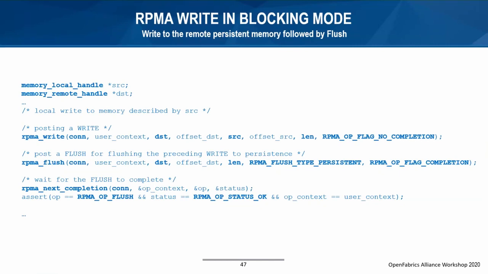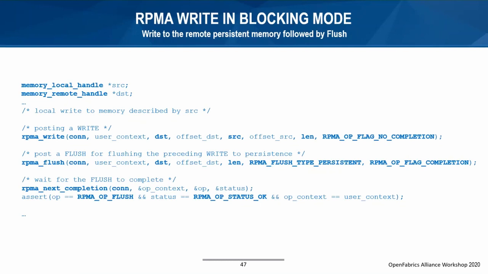When we use this flag, we expect that the library will inform the application that the flush operation has finished. In this case we use this flush for the persistent. So we have to call RPM next completion and wait, because it is a blocking operation, and we are expecting that we get a completion for the flush operation with OK status. It means that the data are stored securely in the remote node after the flush operation succeeded there.